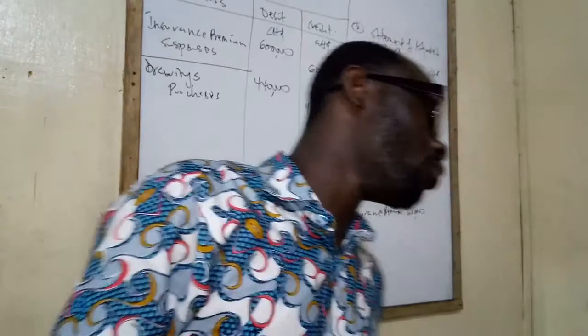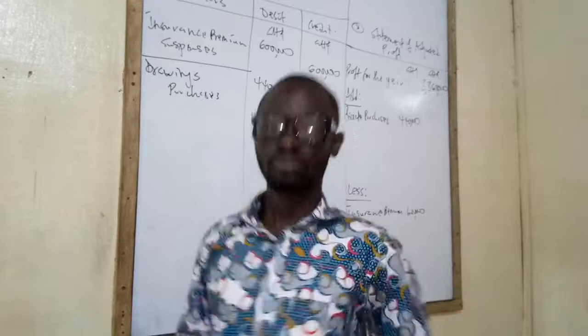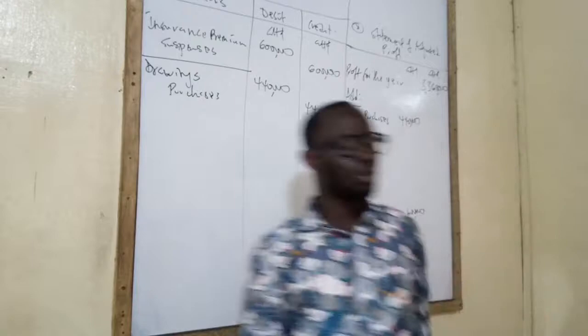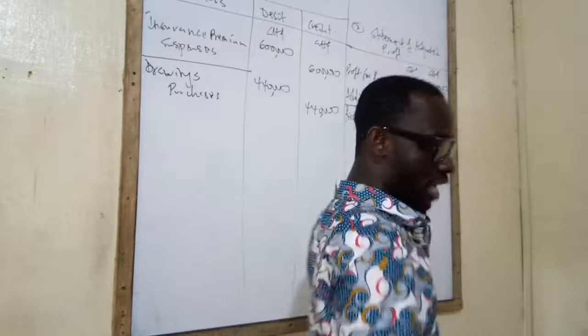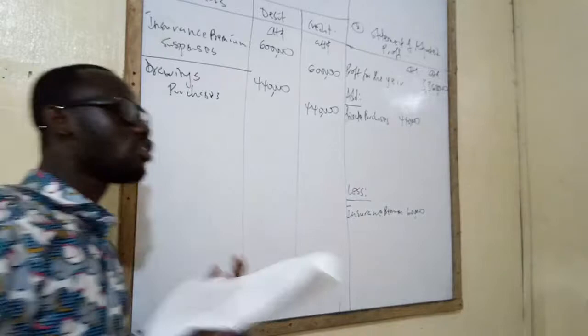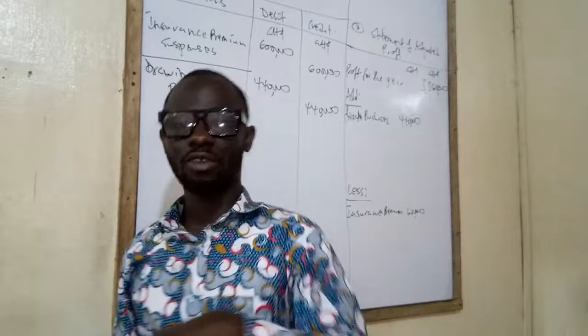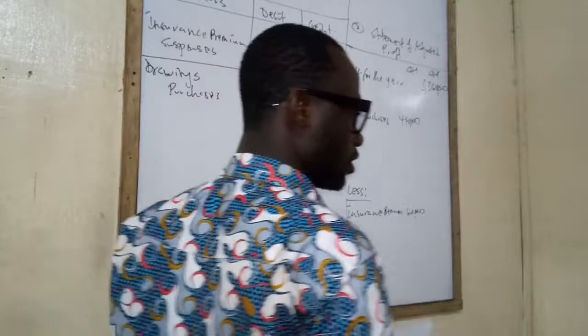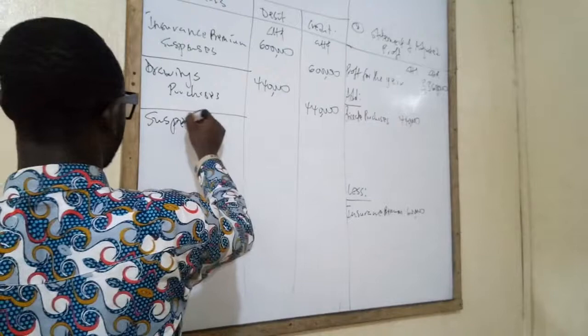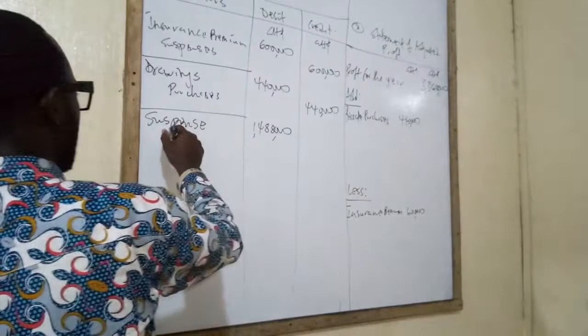Now, where? So, if the bank balance is overcast, what does it mean? What balance does the bank account keep? Debit. So if it's overcast, it means the overcast is on which side? So how do you remove it? Credit. So when you credit the bank, you will debit what? Suspense account. Because it has to be corrected in two accounts. So we debit suspense 1,488,000, and then you credit the bank balance.